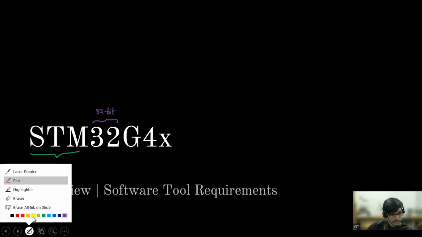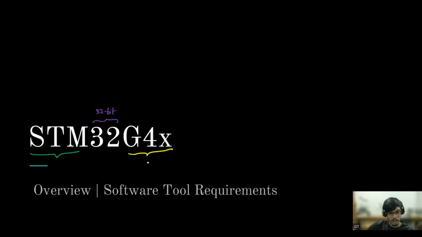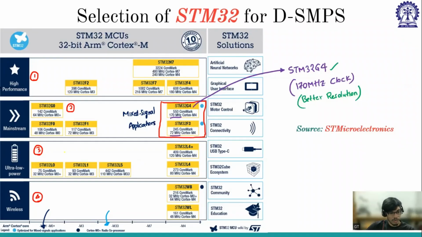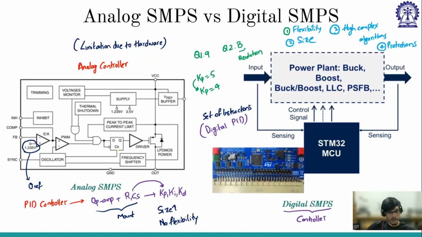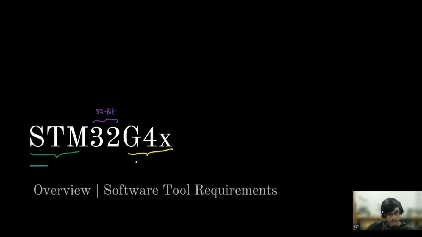So this is the STM32 G4X. This is the STM company name, and this is 32-bit, and this is the family. G4X is the family, and it is of which one? Mainstream microcontroller. So this is the mainstream microcontroller, and it is optimized for mixed signal applications.